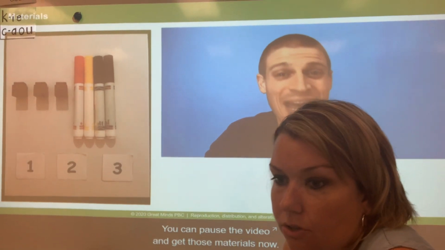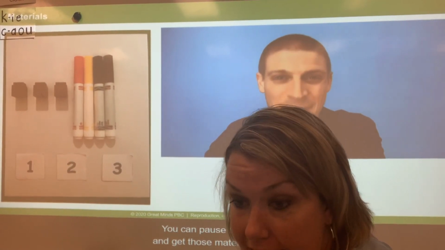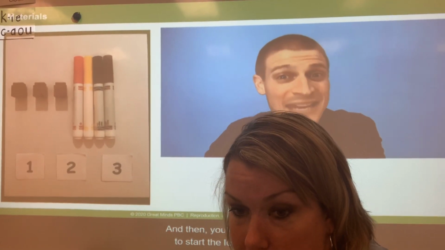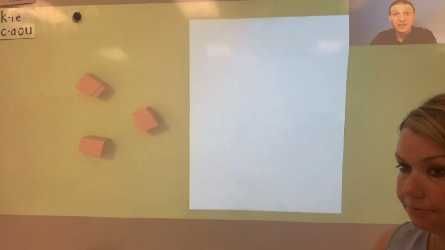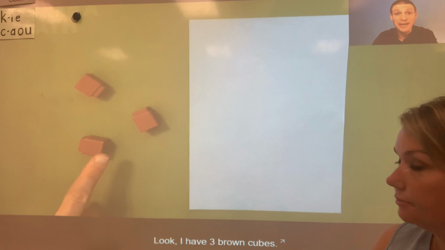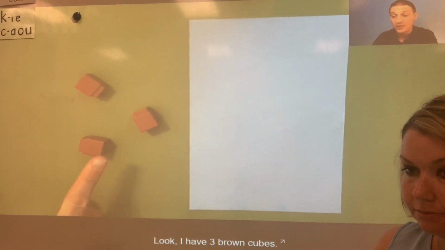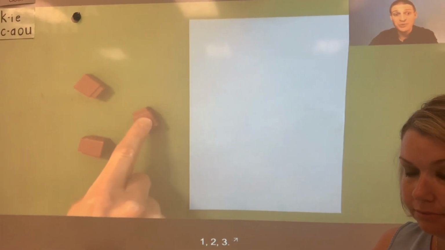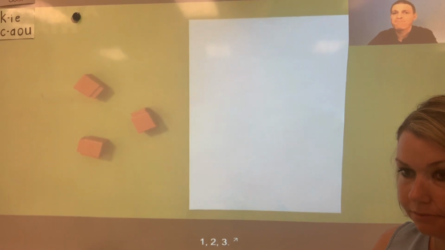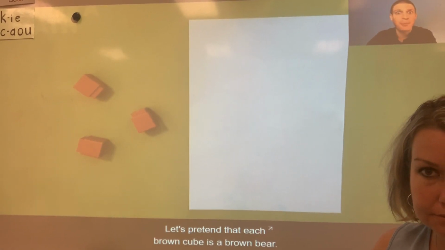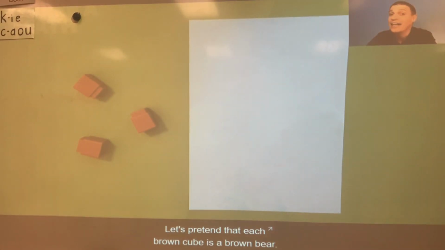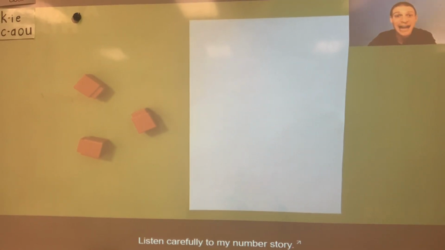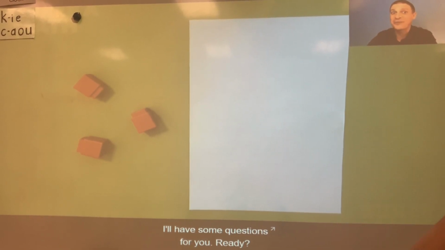You can pause the video and get those materials. Then you're ready to start the lesson. Look, I have 3 brown cubes. 1, 2, 3. Let's pretend that each brown cube is a brown bear. Listen carefully to my number story. I'll have some questions for you. Ready?